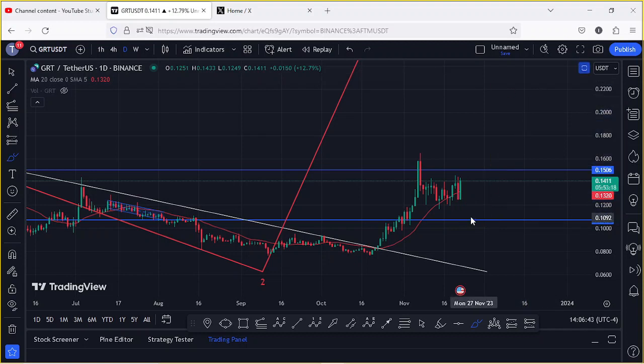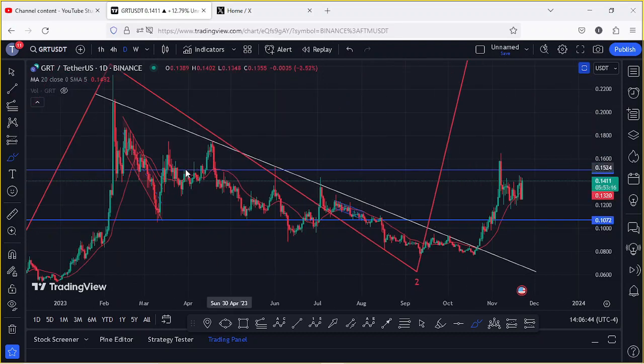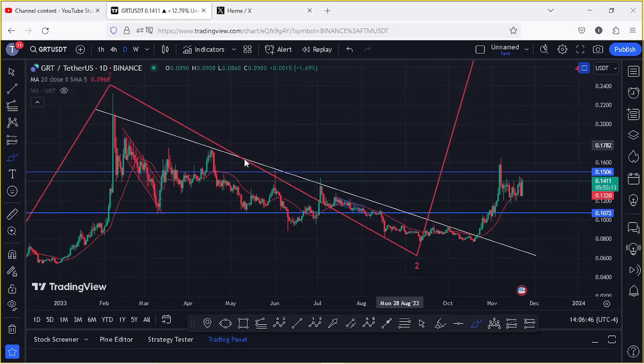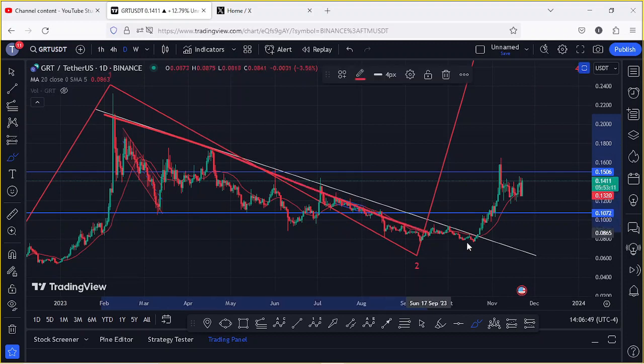On the daily chart, we have also seen a break to the upper side of this descending trend line that I have here on the charts, which is an indication of the bullish momentum that we have here on the GRT chart, in a move that gave us a high above the $0.16 mark.